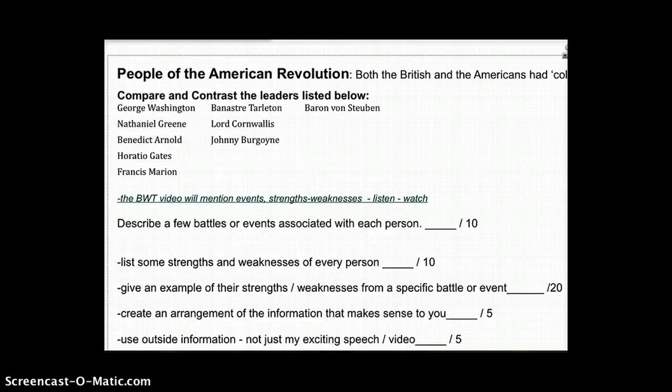Another thing that is going to help you is make sure you are using outside information instead of just this exciting video or the other one. You may arrange this information however you want, as long as it makes sense to you and it is legible and everything is in there. So this is the criteria, and these are the people you want to make sure that you do each and every one.